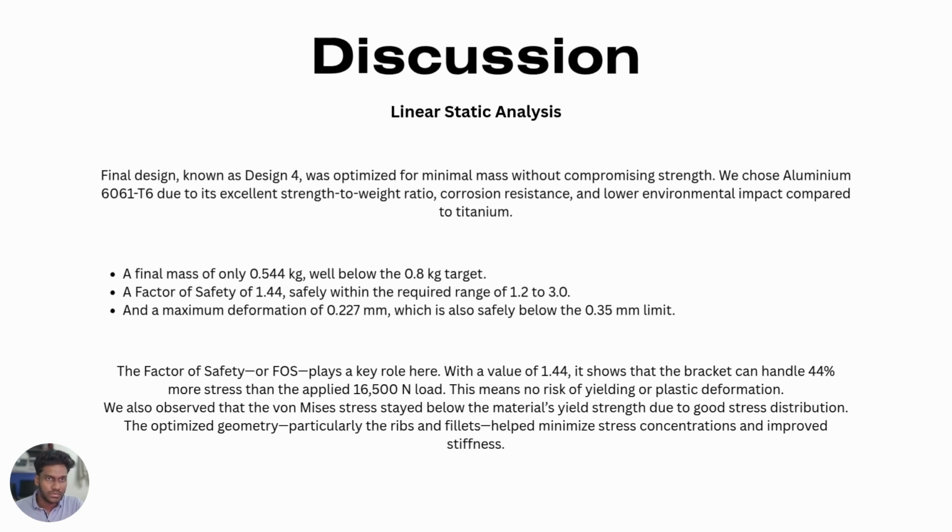We also observe that the von Mises stress stayed below the material's yield strength due to the good stress distribution. The optimal geometry, particularly the ribs and fillets, helps minimize the stress concentration and improve strength.